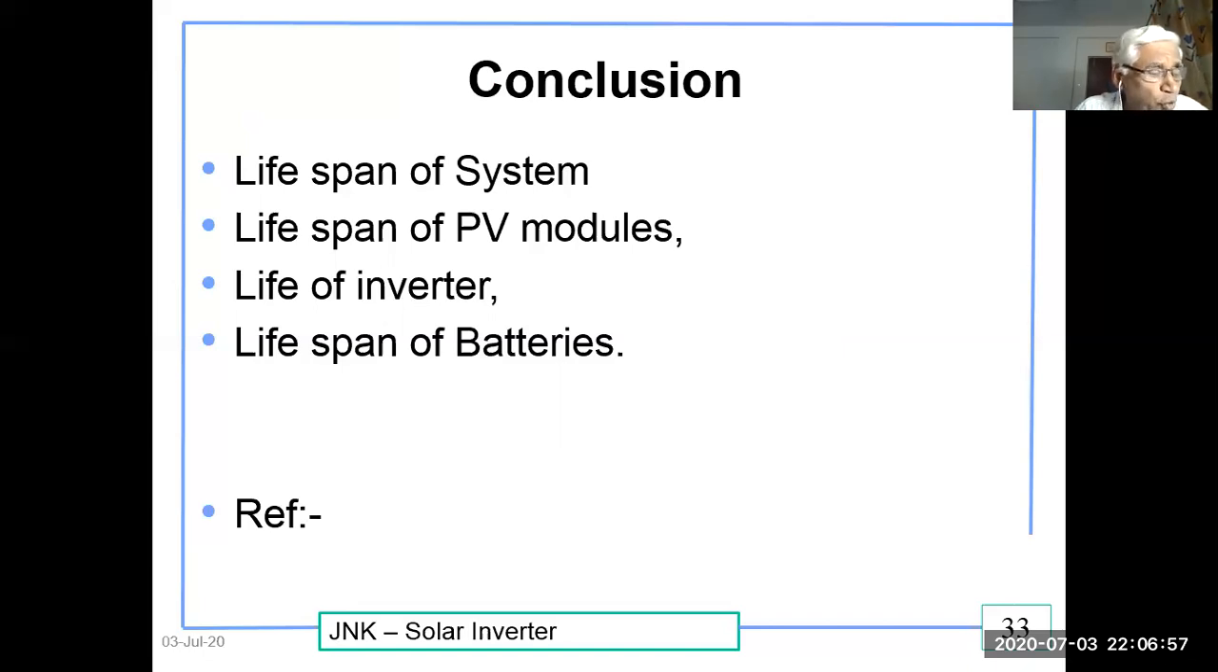So now you know what an inverter is, what it does, and how it can be applied in different system topologies.